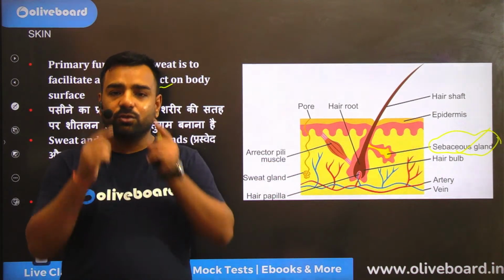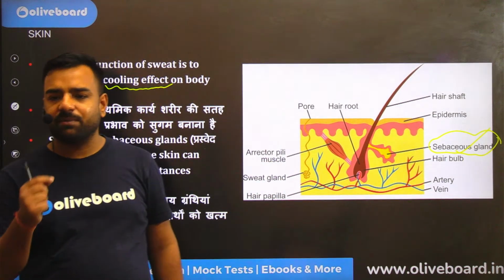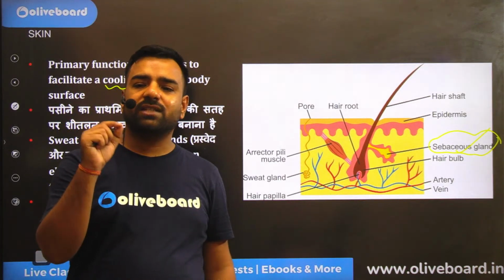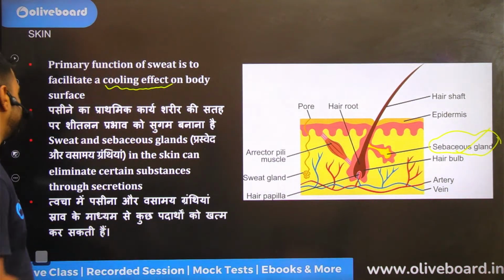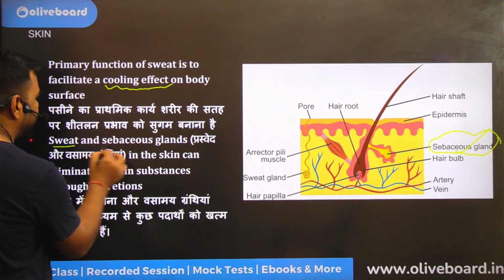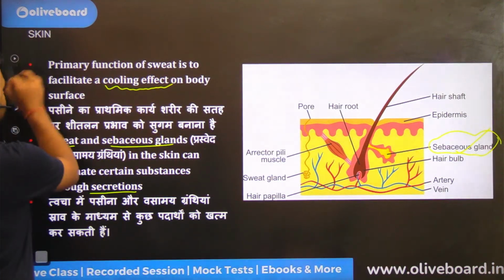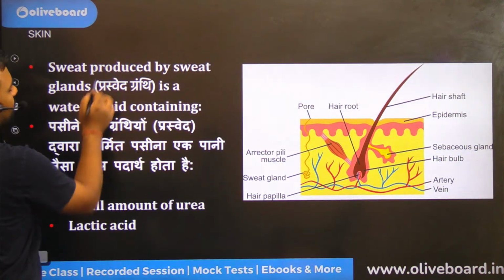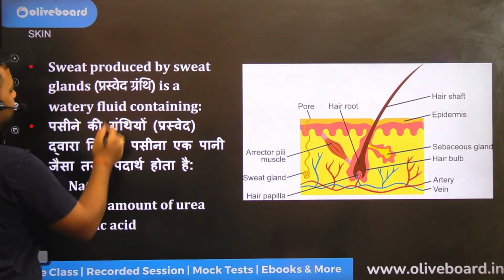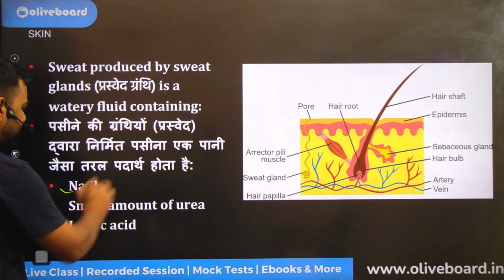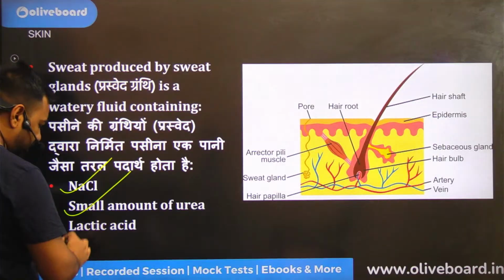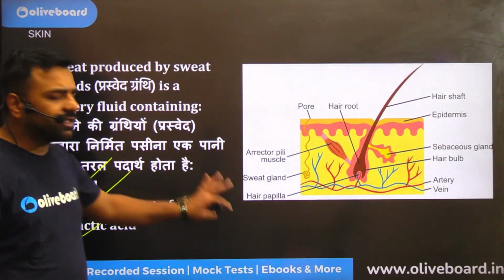So yes, those waxes which are generated from the sebum part actually keep your skin safe and sound. And that's mentioned here. Sweat and sebaceous glands in the skin can eliminate certain substances through secretions. Sweat produced by the sweat glands is the watery fluid that contains NaCl, a small amount of urea, and lactic acid. So this is actually the waste.